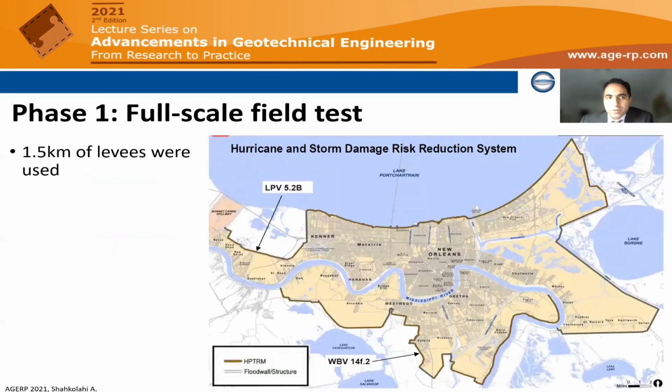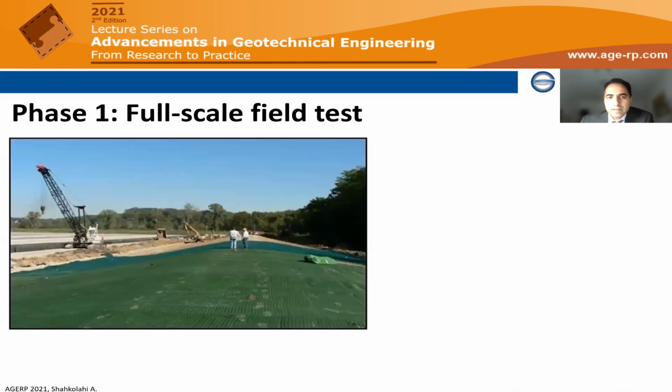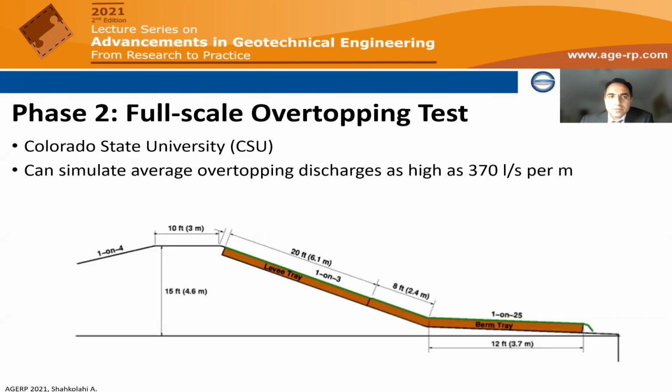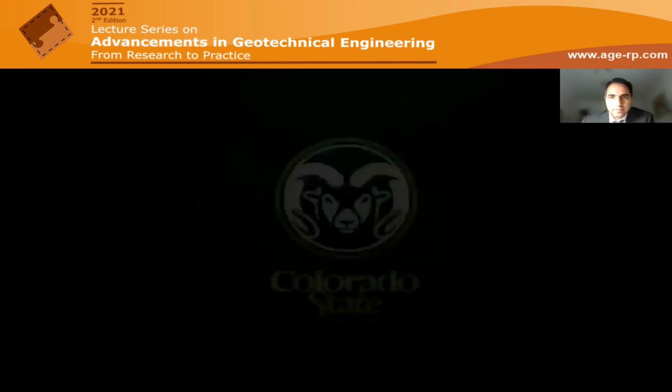In phase one, 1.5 kilometers of levees were used for this research. And this is the installation. They used many different systems, including the EEAS. Then they tried to drive on top of that, do the mowing, all the natural things that could happen. And phase two was, again, a full-scale overtopping test, exactly the same as what we see at Colorado State University. They did the same. And there's a short video that tells us about that experience, which I will play here for you.